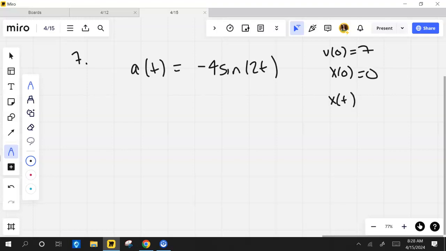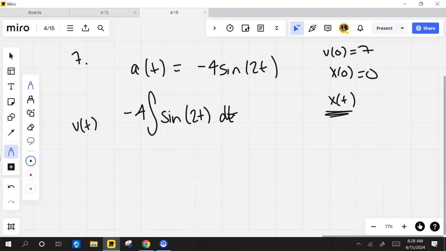Okay, so I did that. So the first thing I did, because this is what you're looking for. You're looking for this equation, right? So the very first thing I did was I integrated and found antiderivative. But whenever I did that, I had to do a simple little u sub.